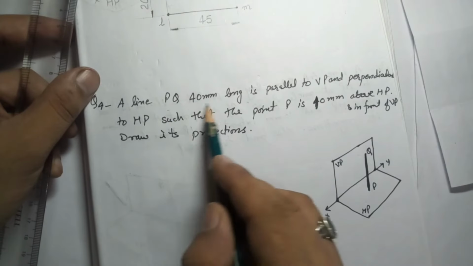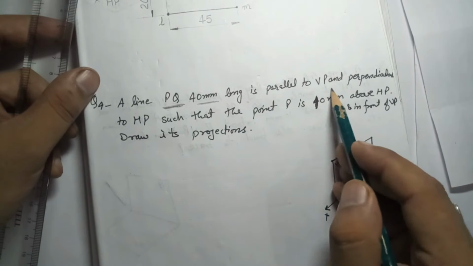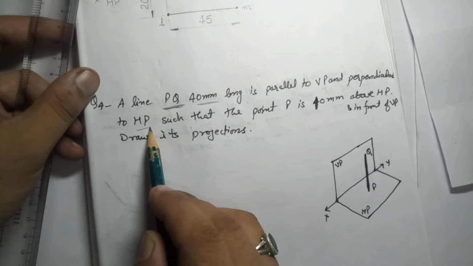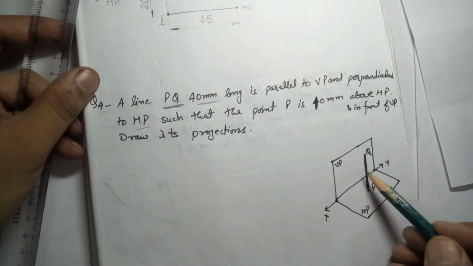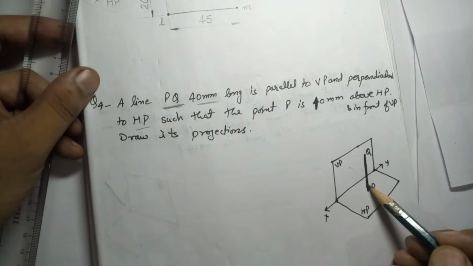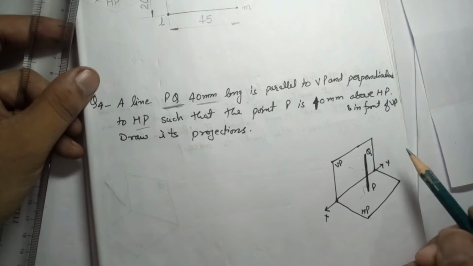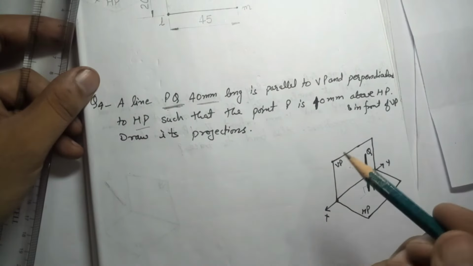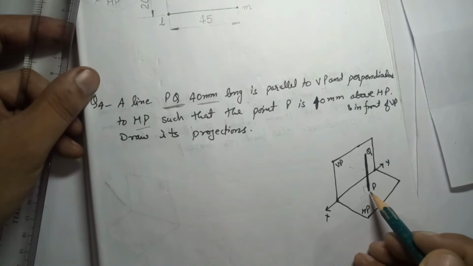The line PQ, name of the line PQ, 40 mm long, this is the length of the line, is parallel to VP and perpendicular to HP. So it is a line parallel to VP. I have drawn the diagram, this line is parallel to VP and perpendicular to HP, so making a 90-degree angle with HP. You can use your pen or copy just to hold it in the first quadrant and assume a pen perpendicular to HP like that. It will be very easy to imagine.